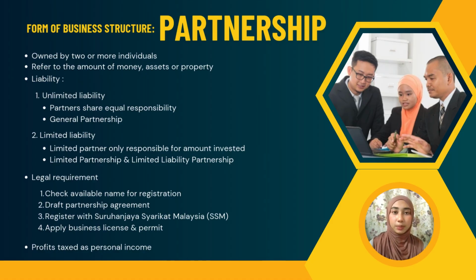So in this term, we have two types of liability. Number one is unlimited liability, where partners share equal responsibility. For example, if the business fails, each partner must use their own money or their personal assets to settle the business debt. And then the general partnership is one of the examples that relies on unlimited liability.